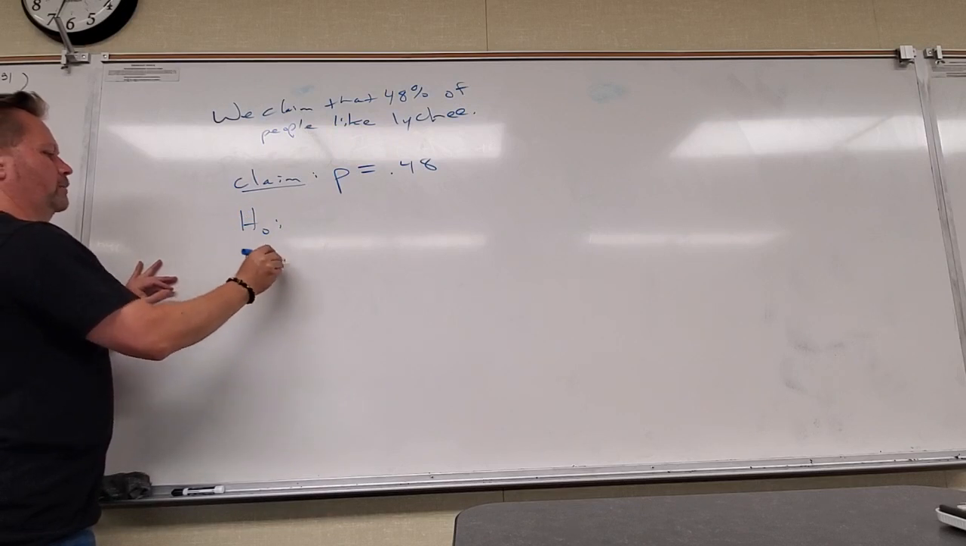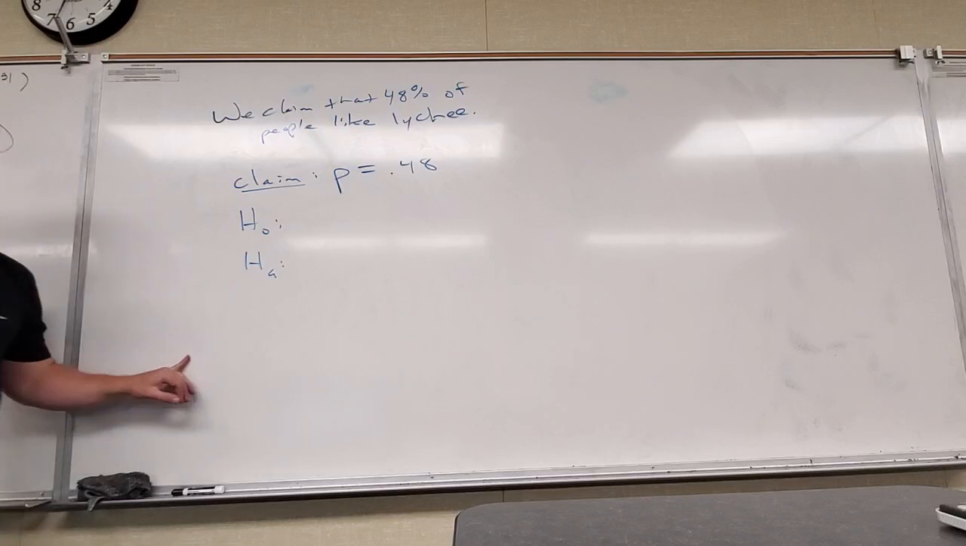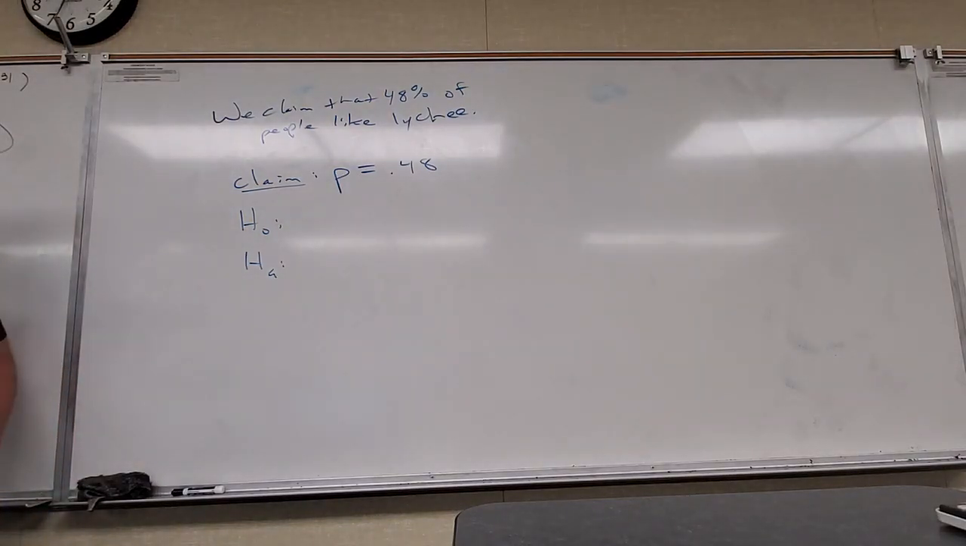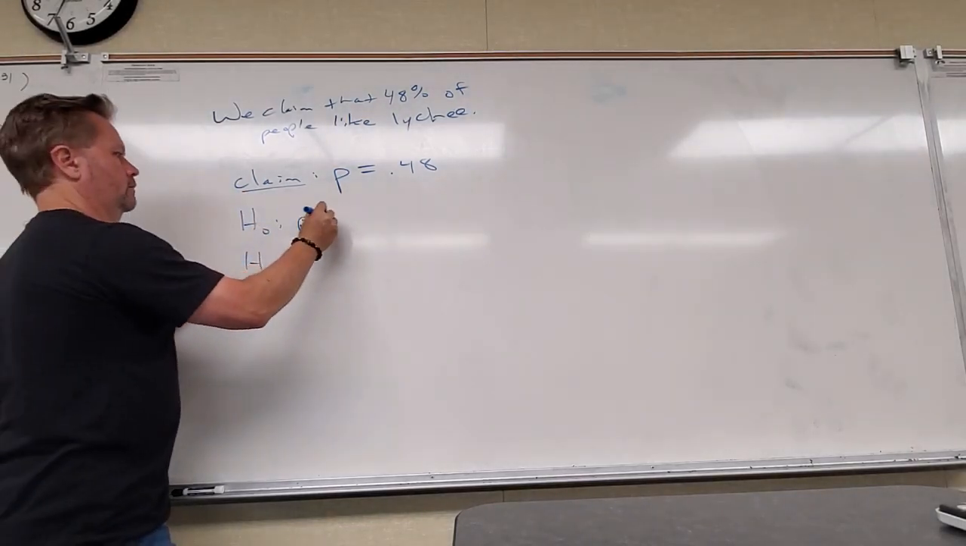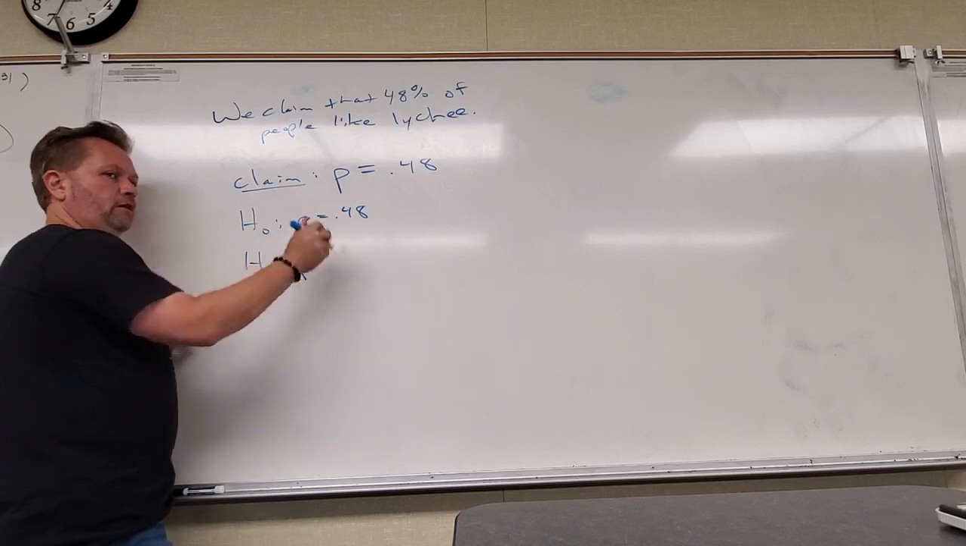Where am I going to put that? I'm going to put that next to the null hypothesis or the alternate hypothesis. No. The null always has to have the equal sign. So what am I going to put here? What's the opposite of equal to?